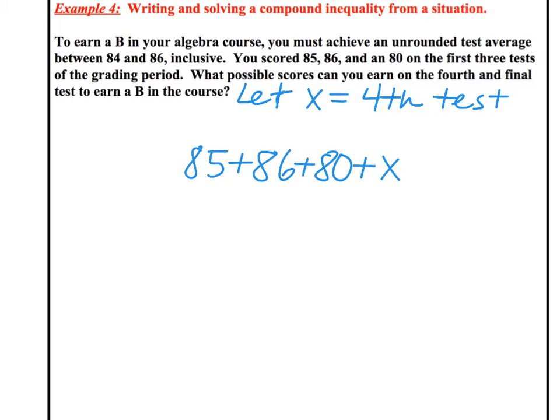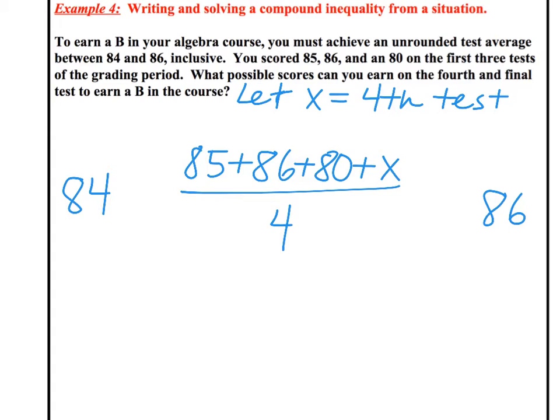How many tests do we have? Total. 4. So we're going to divide by 4. And our test average, we want our test average to be between 84 and 86. So 84 would go over here because it's a smaller number. And 86 will go to the right.